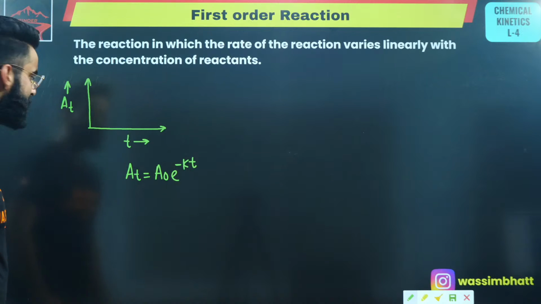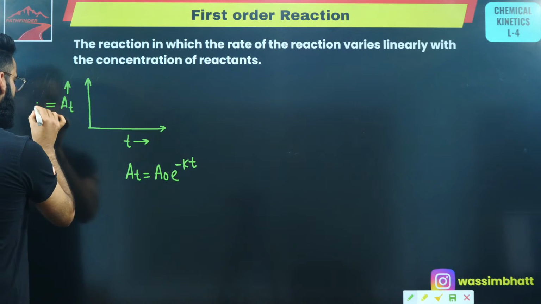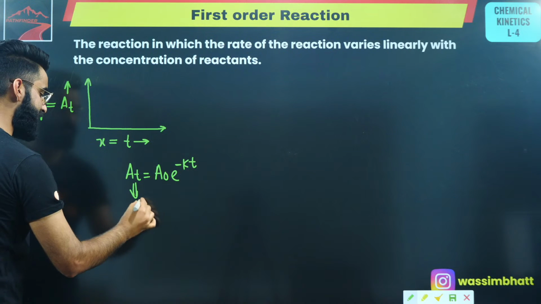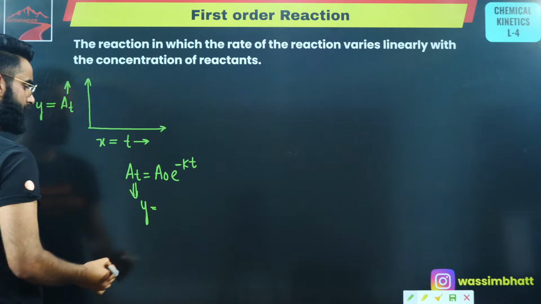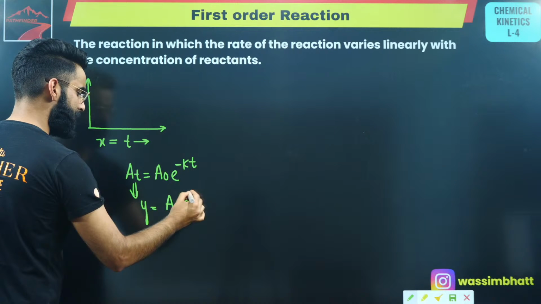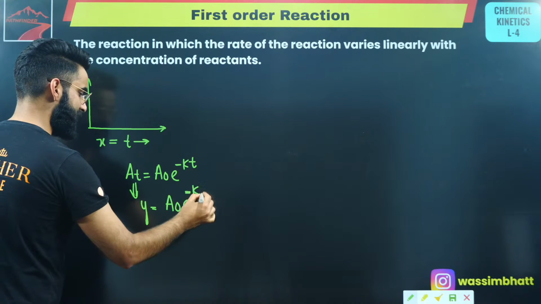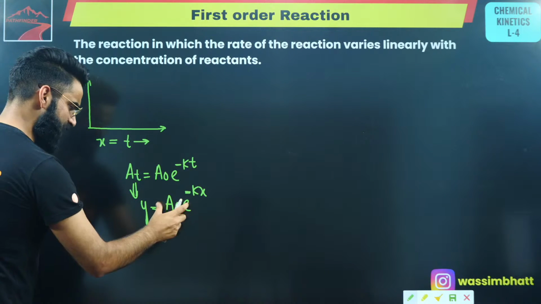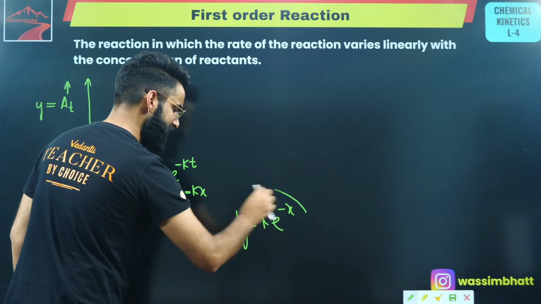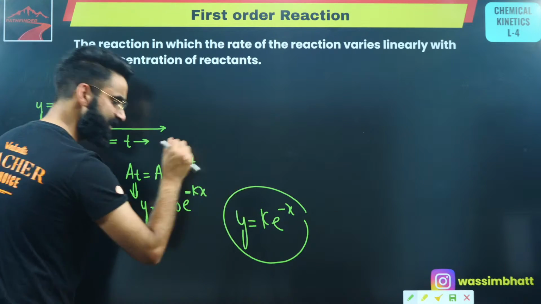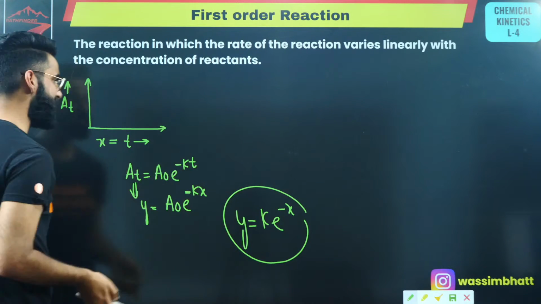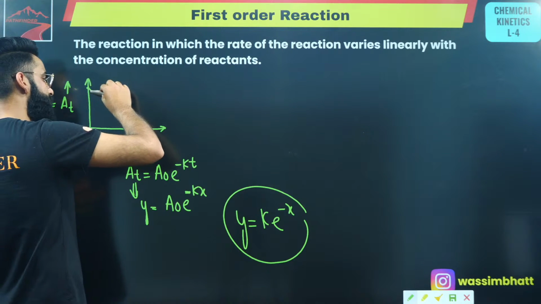Understand, I'm plotting At along the y-axis and t along the x-axis. So instead of At, I'll be writing y is equal to A naught e raised to the power minus k, and instead of t, I'm writing x. So this equation resembles this one, right? And what is the nature of the curve for y is equal to e raised to the power minus x? It's an exponential decrease curve like this.